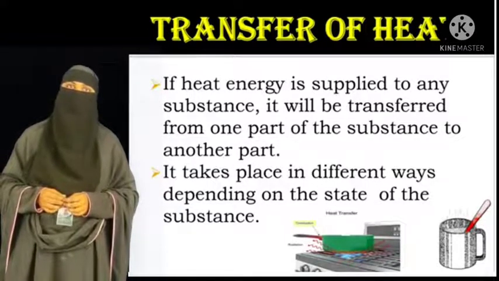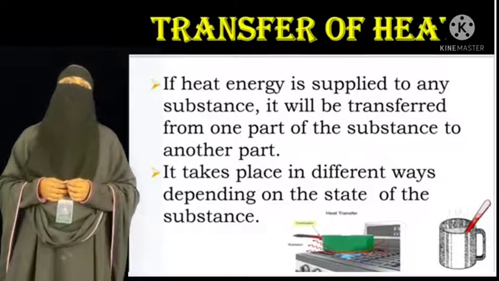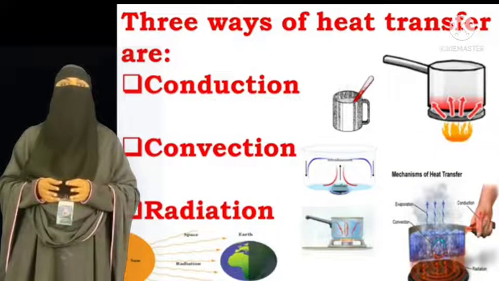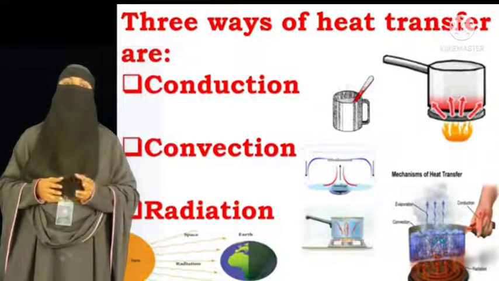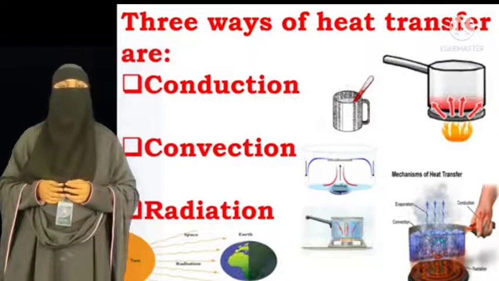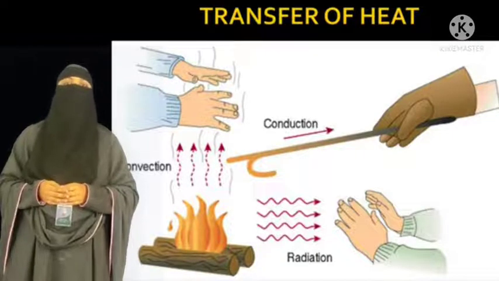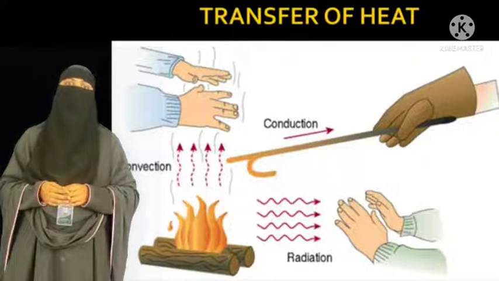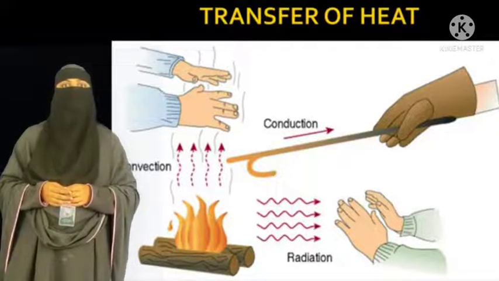It's nothing but if heat energy is supplied to any substances, it will be transferred from one part of the substances to another. அதாவது ஹீட் எனர்ஜி வந்து ஒரு பார்ட்டிக்கல்லேருந்து இன்னொரு பார்ட்டிக்கல் ட்ரான்ஸ்ஃபர் ஆகிறது தான் ஹீட் ட்ரான்ஸ்ஃபர். There are three ways of heat transfer: conduction, convection and radiation. So we already learned, we just recall these three types.